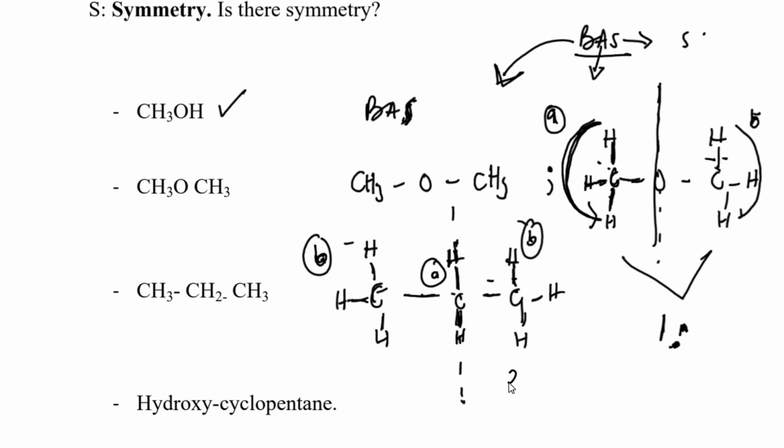So we have just 2 magnetic environments, or 2 types of protons, there. So now let's look at this structure, hydroxyl cyclopentane. This is cyclopentane, and we have hydroxyl there. So this is hydroxyl cyclopentane, but let's draw it out in a better way.